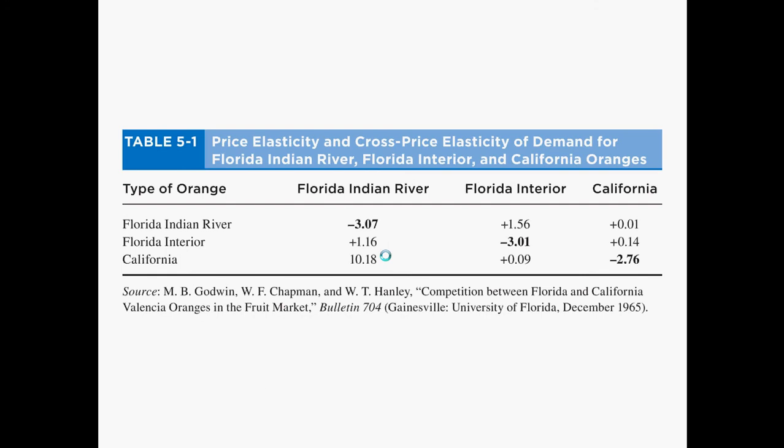So this, I believe, is based on a market experiment. So they changed prices of particular kinds of oranges and then found out how much people responded to changes in these different prices. So price elasticity and cross-price elasticity. I hope you remember what an elasticity is. It's the percent change in one thing over the percent change in something else.